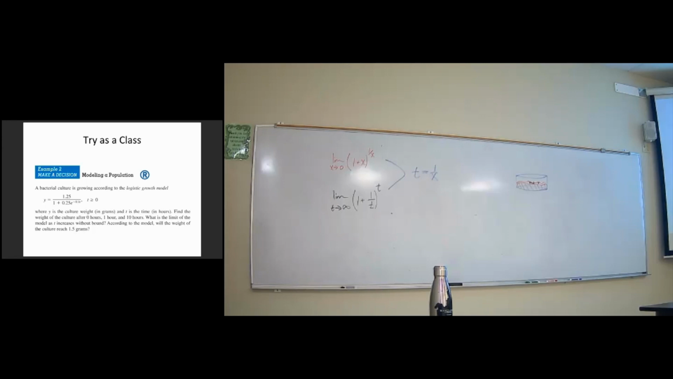So at 0, we would plug in 0 for t. So this whole thing becomes 1 plus 1 plus 0.25 in the denominator, so 1.25 in the denominator. And we're going to divide 1.25 by that. So at time 0, y is equal to 1. So the agar and the petri dish together just weigh 1 gram. At 1 hour, you're going to plug in 1 here. That's going to come out to be whatever that is. At 10 hours, you're going to do the same thing. And at 1.5, you're going to set this equal to 1.5 and solve for t.